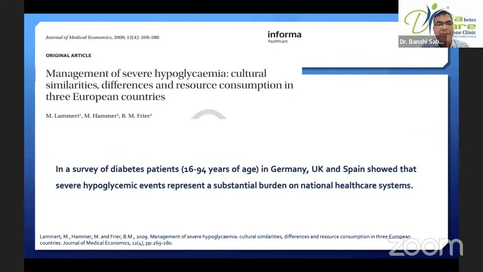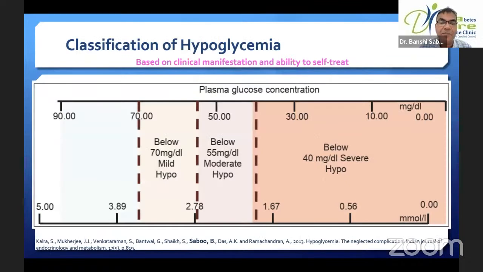Now, a survey of diabetic patients between the ages of 16 to 94, where the adult age group is 18 plus, in Germany, UK, and Spain, showed that severe hypoglycemic events represent a substantial burden on the national healthcare system. So you can understand how important hypoglycemia is. Even for a national healthcare system, it is a substantial burden too, from the western part of the world, which is Germany, UK, and Spain, with their data.